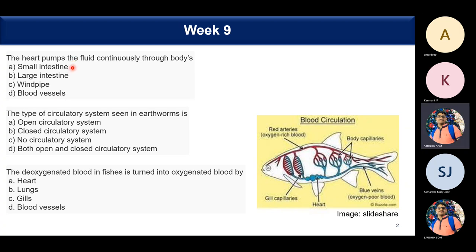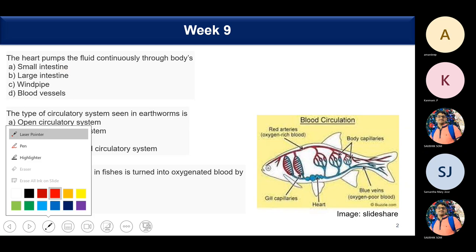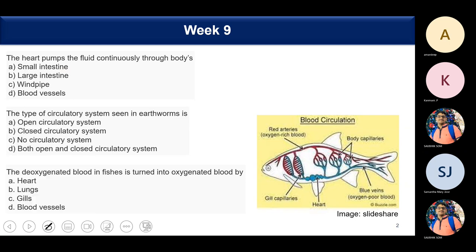Small intestine, as you know, is part of our digestive system, as well as the large intestine. Windpipe is an organ of the respiratory system. So the correct answer is blood vessel. A very straightforward question.